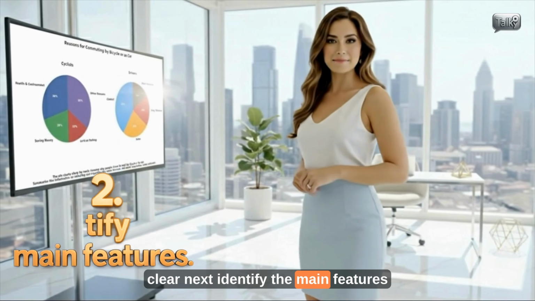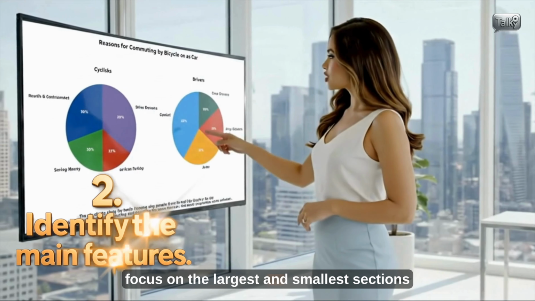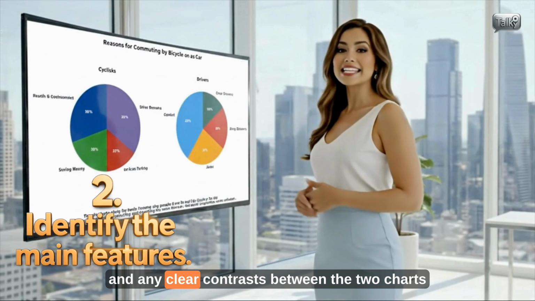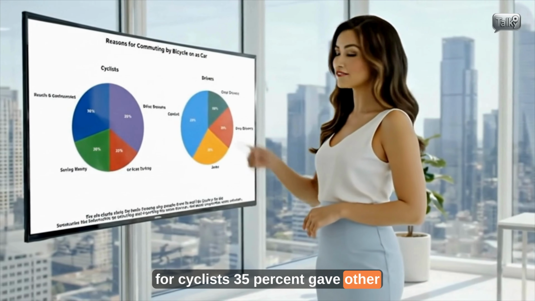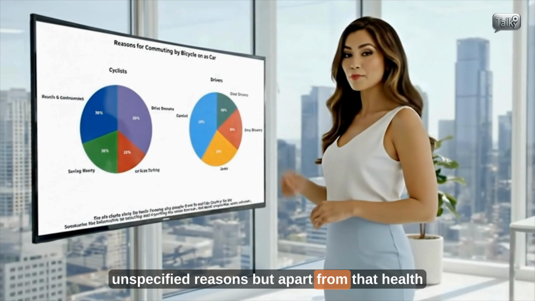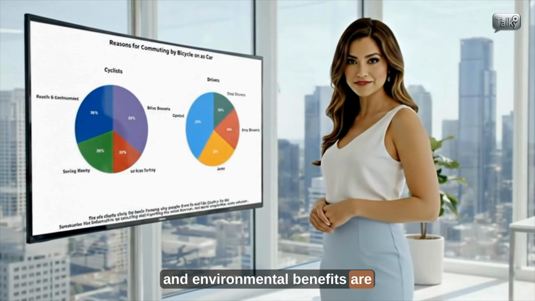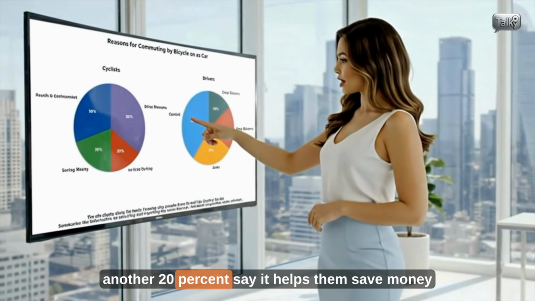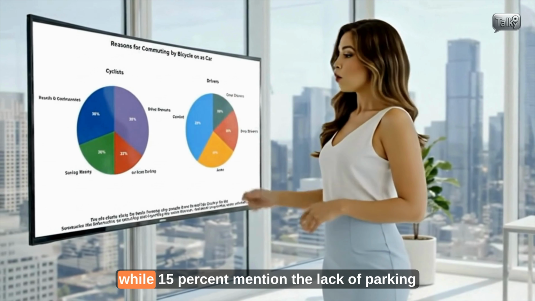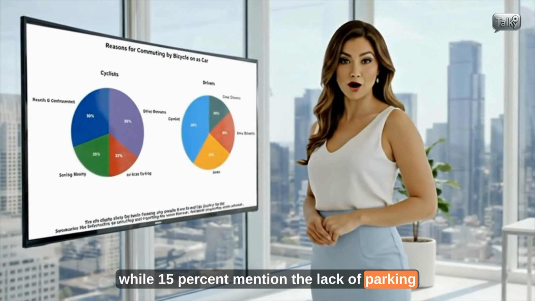Next, identify the main features. Focus on the largest and smallest sections and any clear contrasts between the two charts. For cyclists, 35% gave other unspecified reasons. But apart from that, health and environmental benefits are the main motivation, making up about 30%. Another 20% say it helps them save money, while 15% mention the lack of parking space.